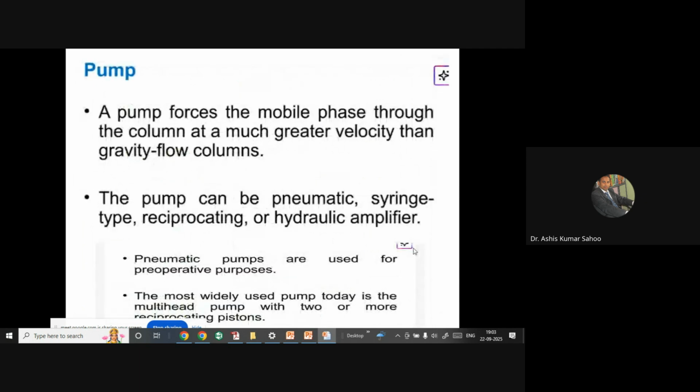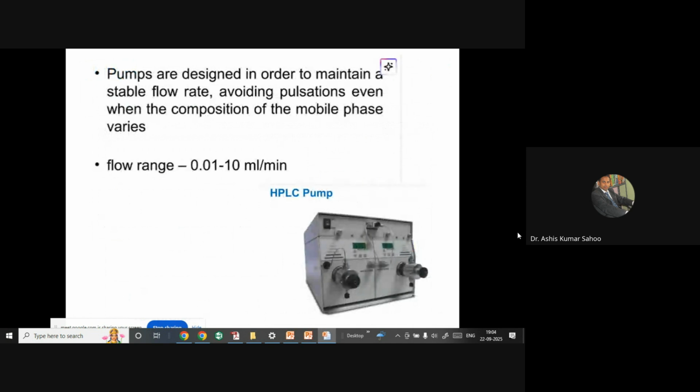We'll discuss the pump first. A pump forces the mobile phase through the column at a much greater velocity than gravity flow columns. The pump can be pneumatic, syringe type, reciprocating, or hydraulic. Pumps are designed to maintain a stable flow rate, avoiding pulsating flow during compression of the mobile phase. The flow range varies from 0.01 to 10 ml per minute.